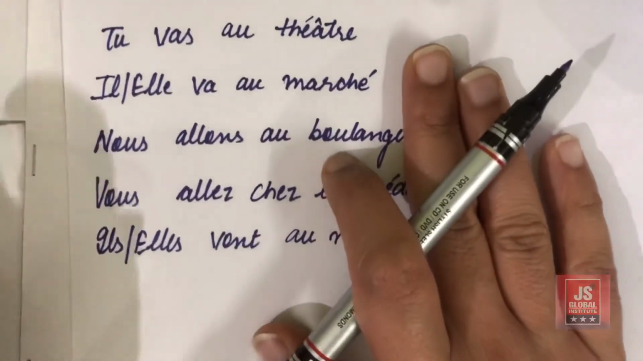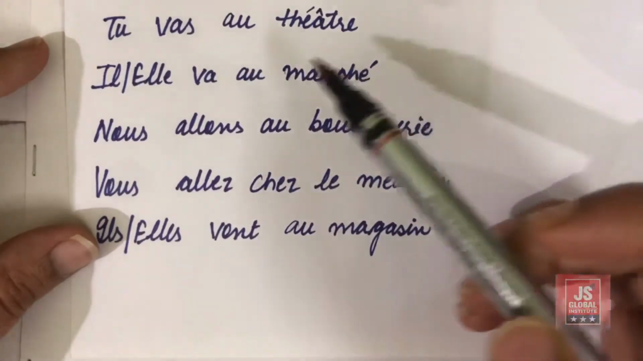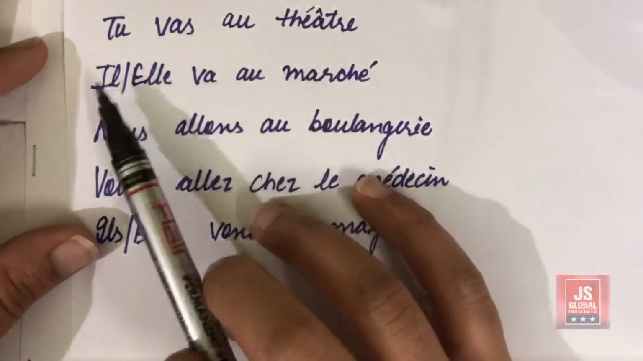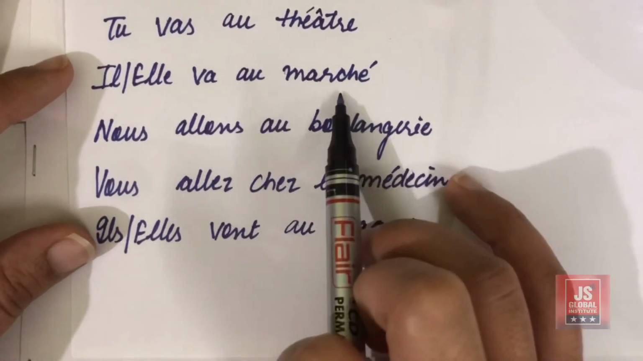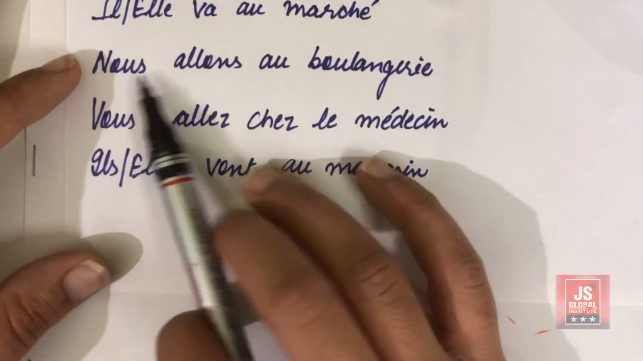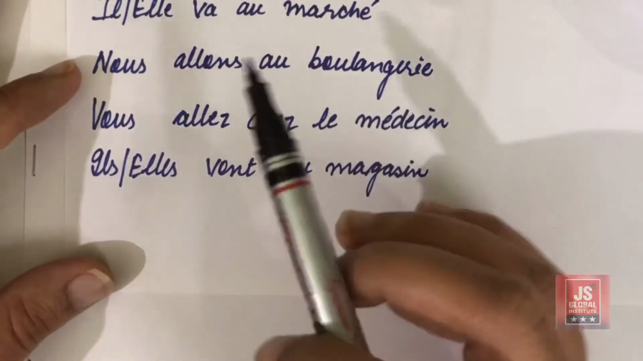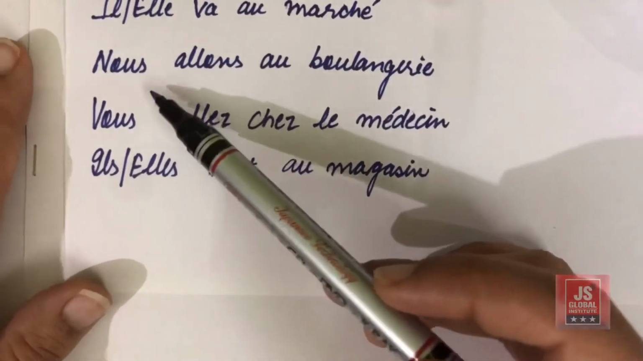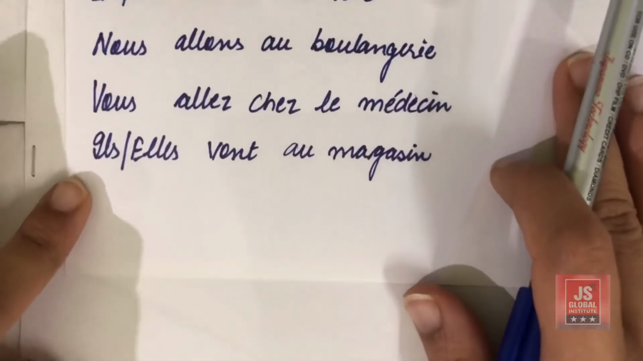Okay, next is il va au marché, elle va au marché, that is he goes to the market or she goes to the market. Here il and elle are the subjects, va is the verb, au marché is the object. Okay, next is nous allons à la boulangerie, that is we go to the bakery or we are going to the bakery. So here nous is the subject, allons is the verb, à la boulangerie is the object.